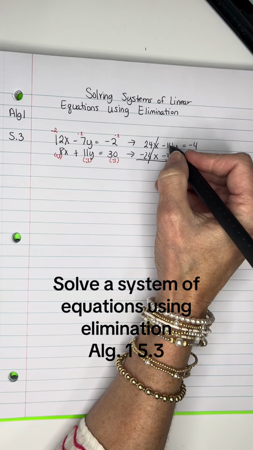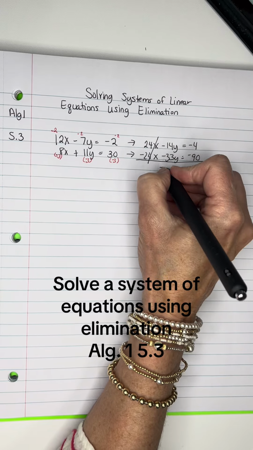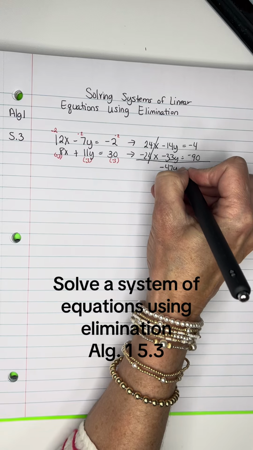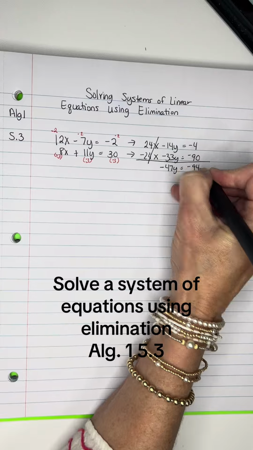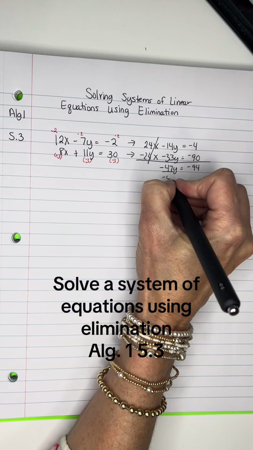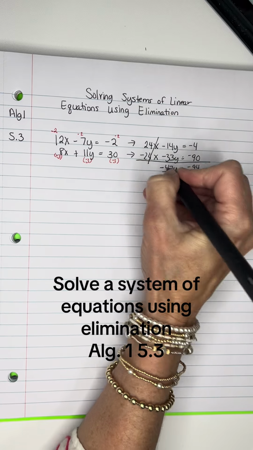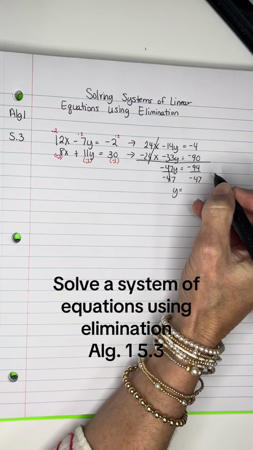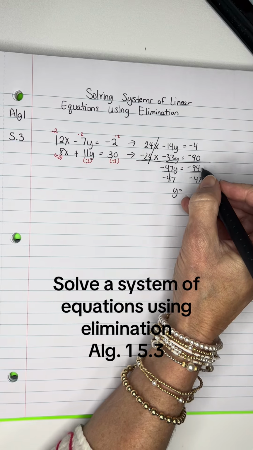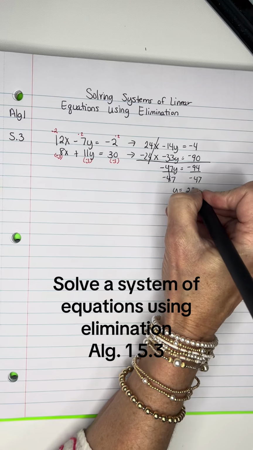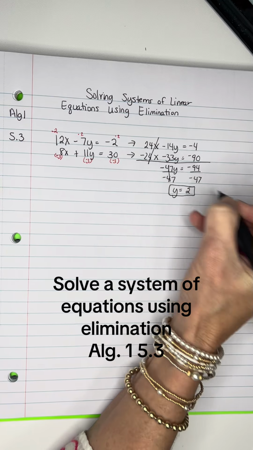Let's go to the y's. Same signs, add and keep the sign. That's going to be negative 47y equals negative 94. Divide by negative 47. I'm sorry, yeah, that's right. All right, y equals, 47 goes into 94 twice, and it will be a positive 2. So I have one of my answers.